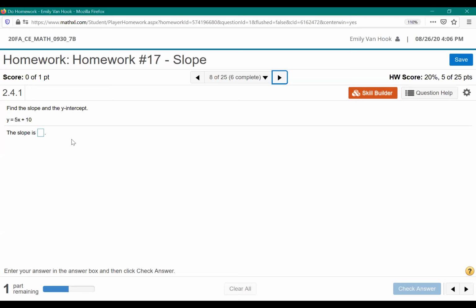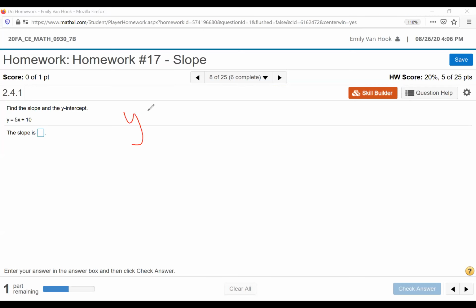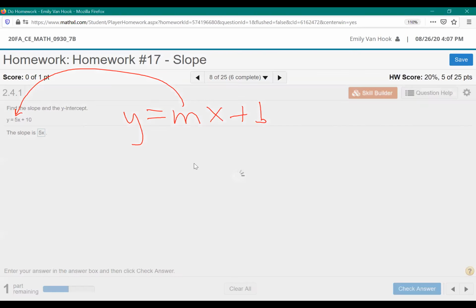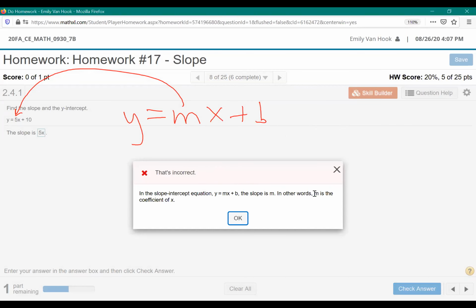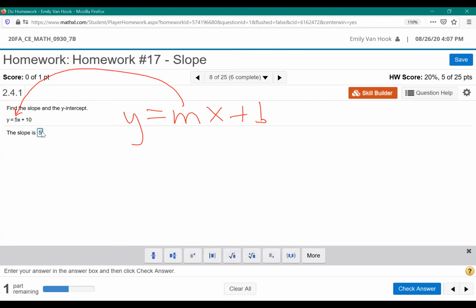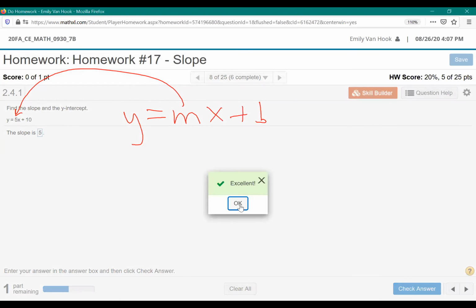We're given an equation, y equals 5x plus 10. It's in that y equals mx plus b form already. M is the number in front of the x, which is 5. Sometimes students write 5x. That's not correct. M is the coefficient of x, so it's just the number part. The slope is 5, not 5x.